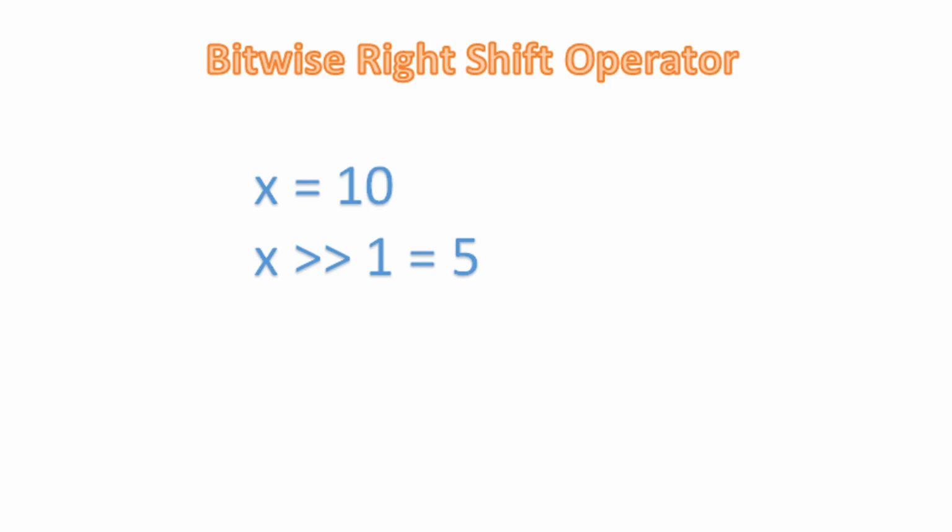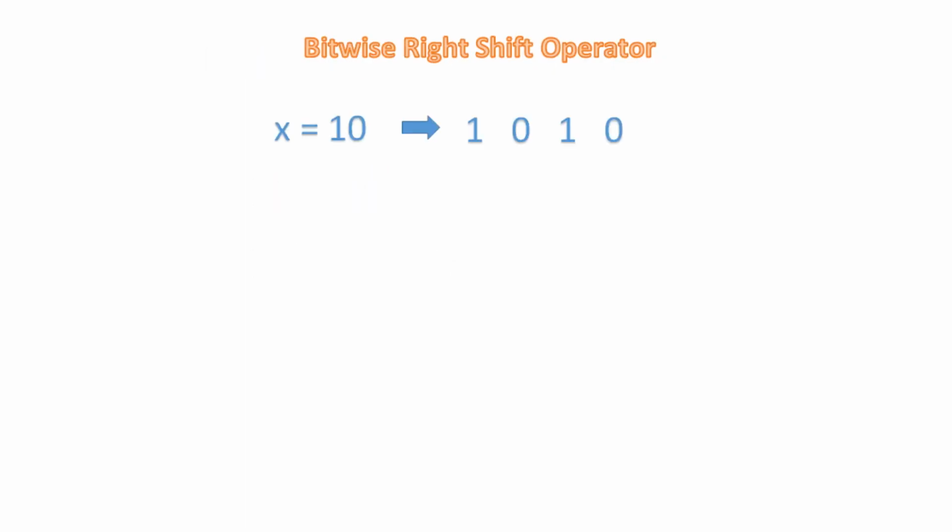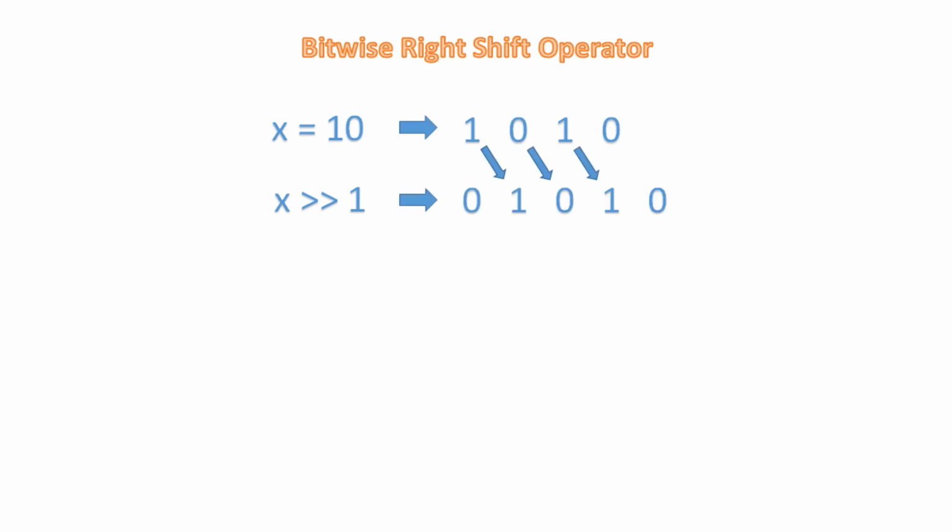Bitwise right shift. Shift the bits of the number towards the right. Double greater than symbol is used for bitwise right shift. Here x is equal to 10, so x right shift 1 is equal to 5. Let's evaluate the output. Binary equivalent of 10 is equal to 1010. So x is equal to 1010. The command x right shift 1 will shift 1 bit towards right. So the rightmost bit is removed and a 0 is added at the left. So the result is 0101, which is equal to 5.